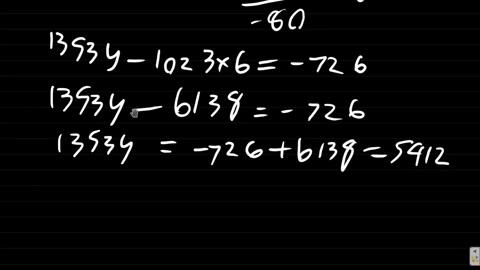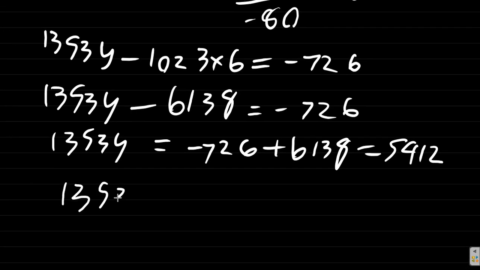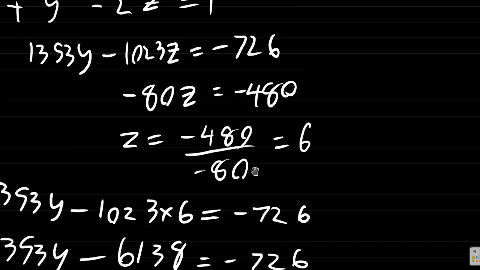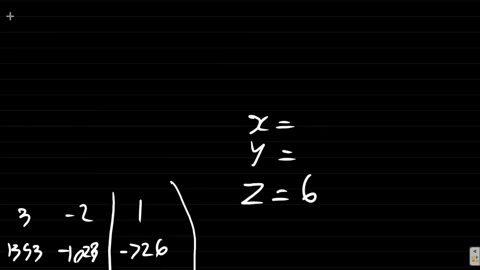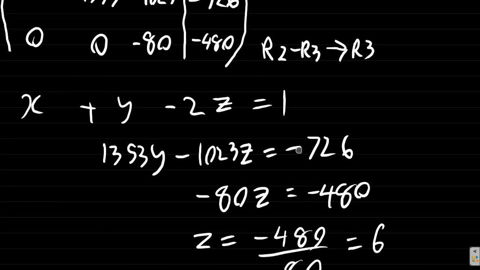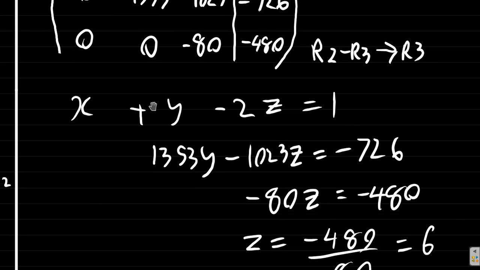So we now know that 1353y equal 5412. So y would be 5412 over 1353, which is 4. So our y is equal to 4. So y equal 4. Now that we know that y is 4 and z is 6, let's look up here.